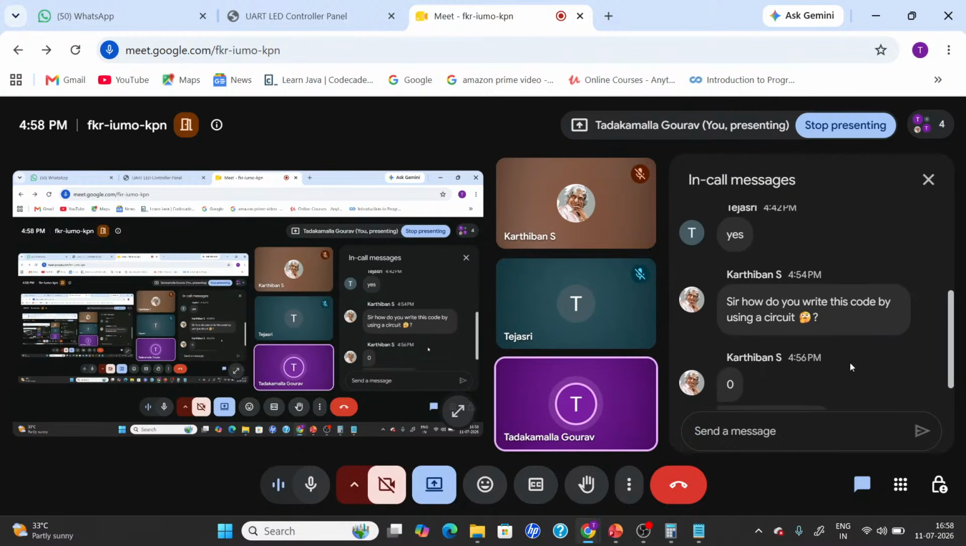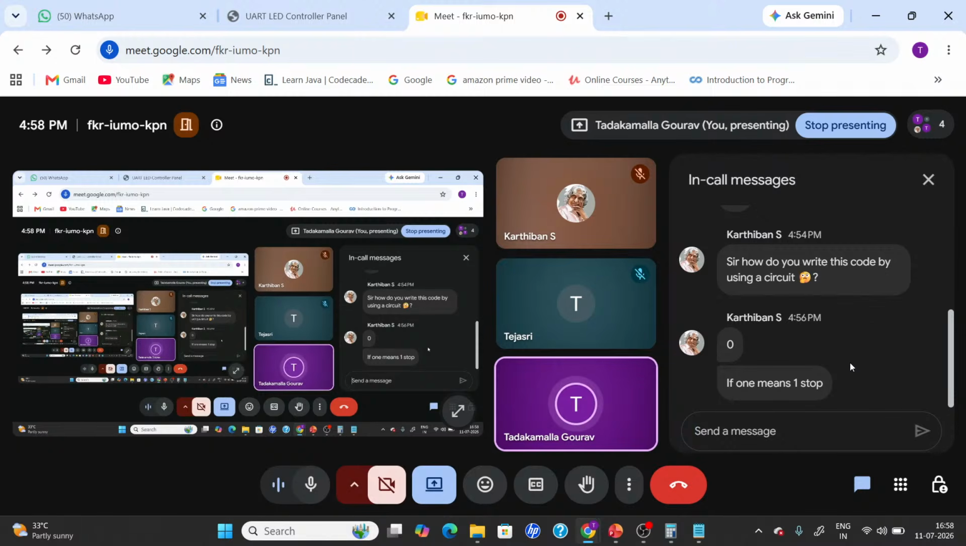What is your question, Karthik? How do you write this code by using a circuit? Which circuit are you talking about?